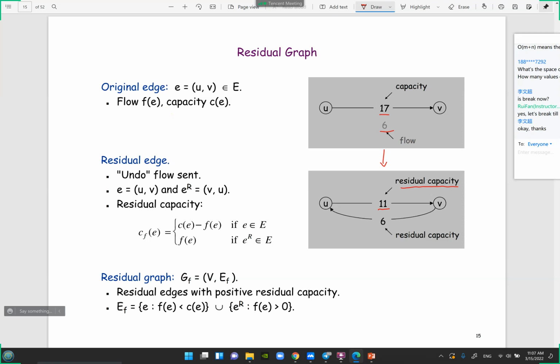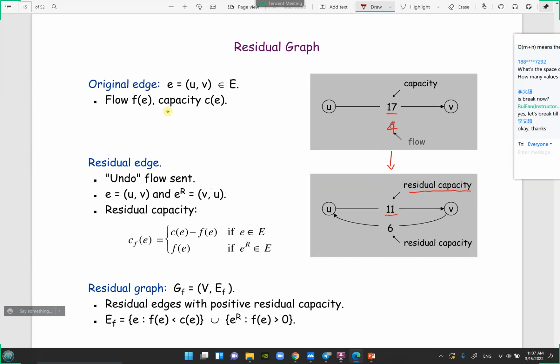And also we made an edge going from V to U, and this represents what if I want to decrease the flow on this edge? For example, maybe I want to decrease the flow from 6 to 4. In this case, I can think of decreasing the flow as sending flow back from V to U. But there's a limit to how much I can decrease the flow, because currently I've sent 6 units of flow from U to V, so at most I can decrease the flow by 6. That's why the reverse edge from V to U also has a capacity, which is equal to the current amount of flow from U to V.